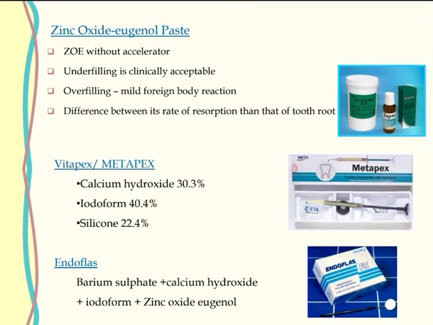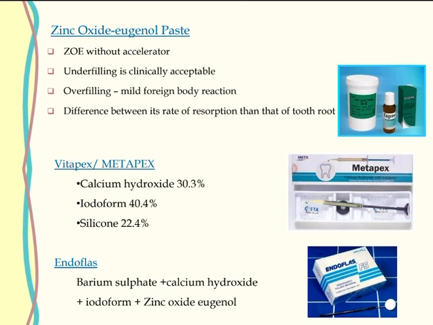Some of the commonly used materials for obturation of a primary tooth are, and I again repeat, you don't use gutta percha for obturating primary teeth. Gutta percha is used to obturate only permanent teeth. For primary teeth, you can use zinc oxide eugenol paste, you can use White Apex or Metapex, you can use Endoflas. These are some of the obturating materials that are available.